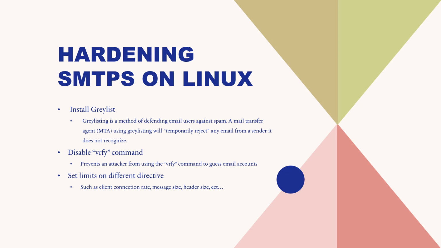The next recommendation here is to disable the VRFY command. This prevents an attacker from using the verify command to guess an email account if you were under attack. The next one is to set limits on different directives, such as the client connection rate, the message size and the header size, and there are a bunch of other things too. You can limit those to smaller limits than what they are set at by default.